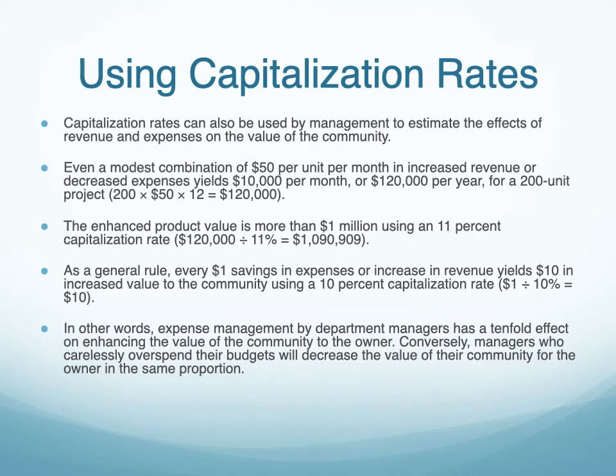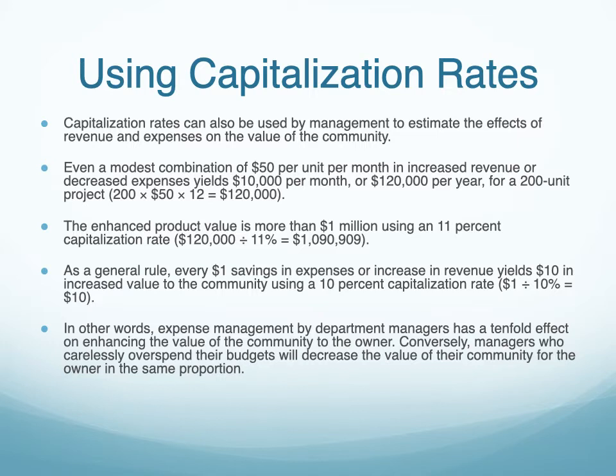Using capitalization rates. Well, let's see how you can use these if you're not looking to sell your building. Capitalization rates can be used by management to estimate the effects of revenue and expenses on the value of the community. So even a modest combination of $50 per unit per month in increased revenue or decreased expenses yields $10,000 per month or $120,000 per year. So for a 200 unit project, that's 200 times 50 times 12, that's $120,000.